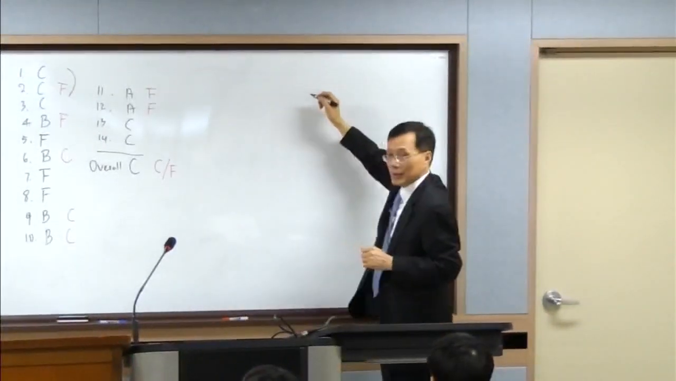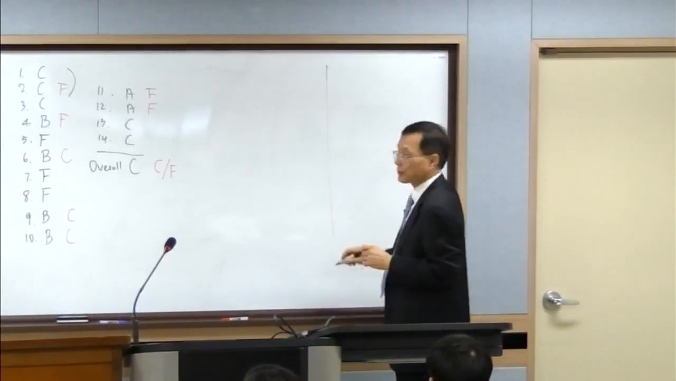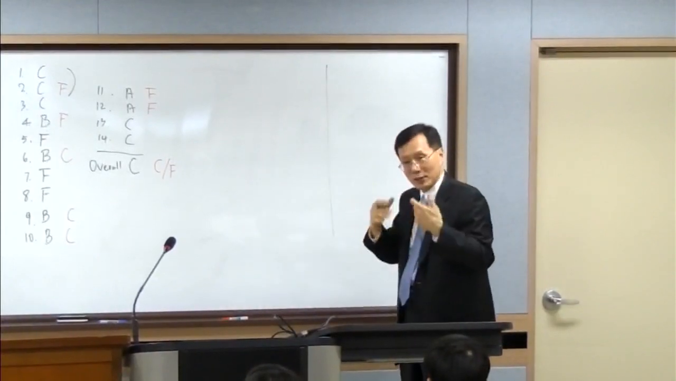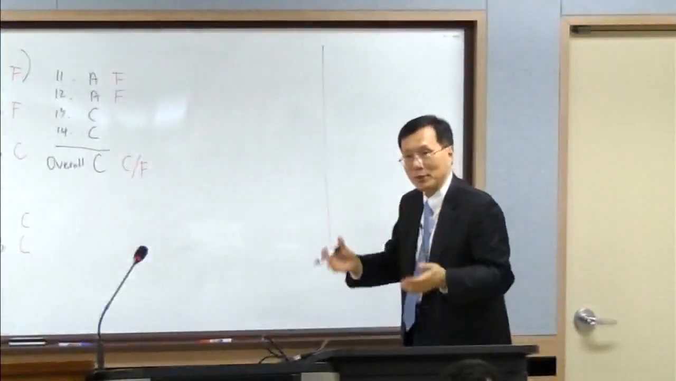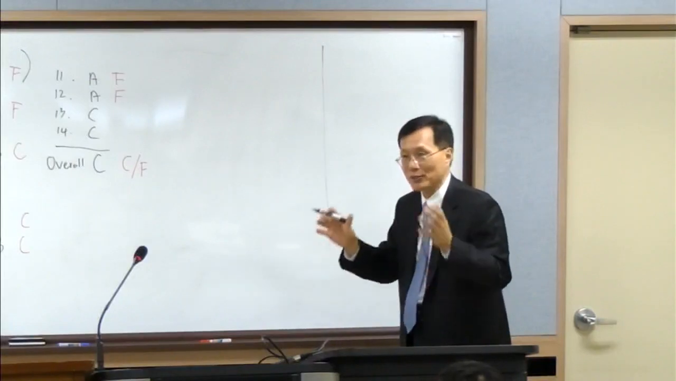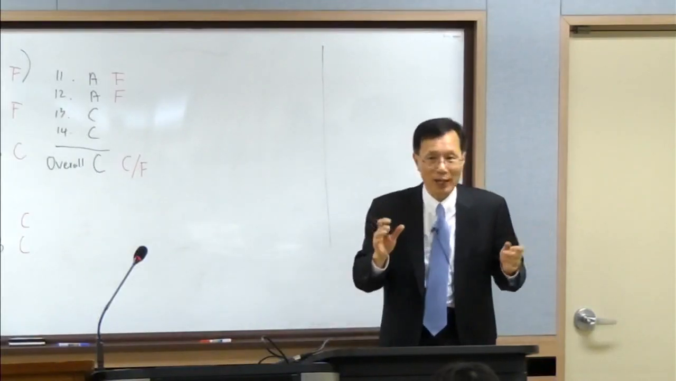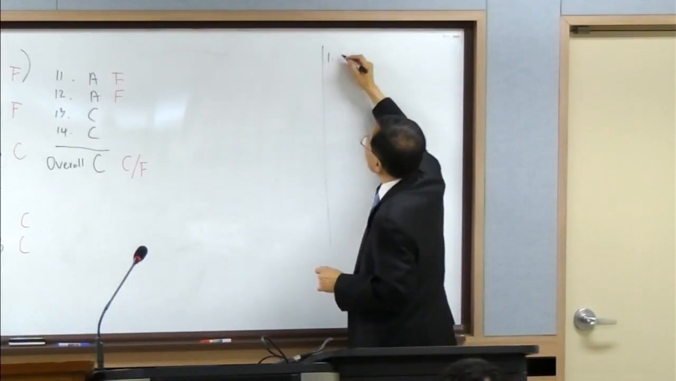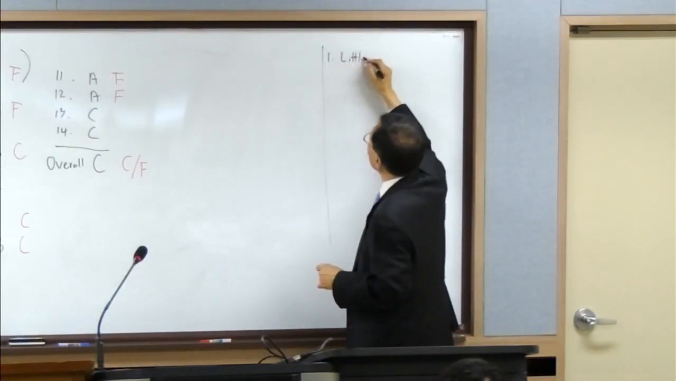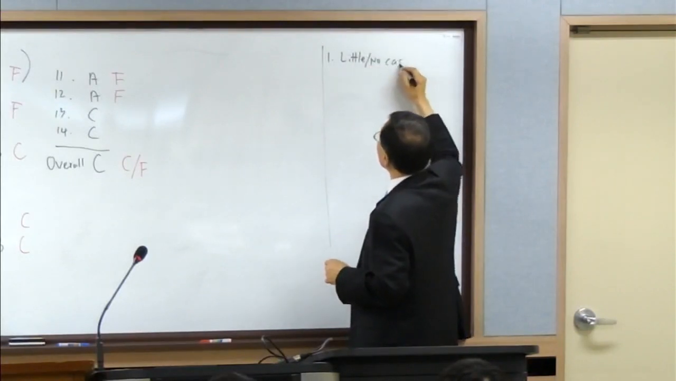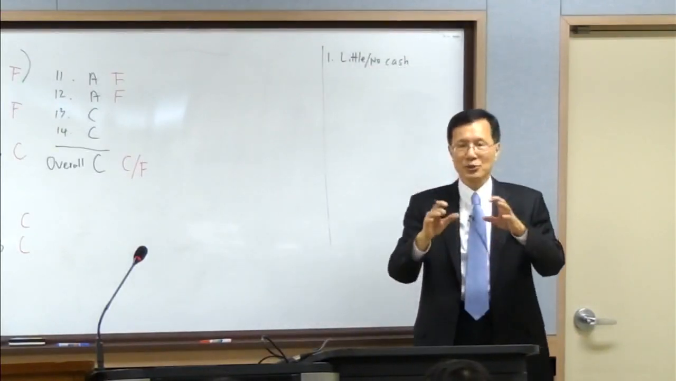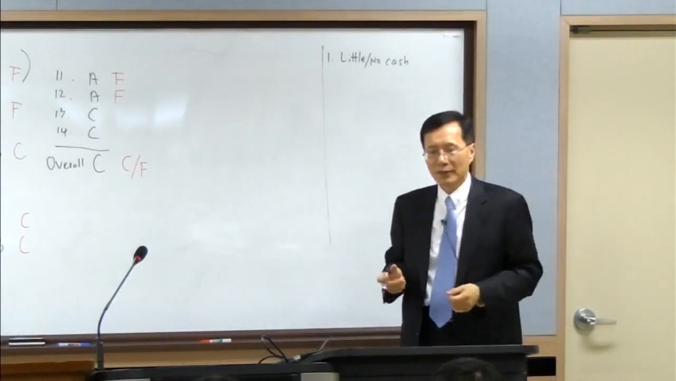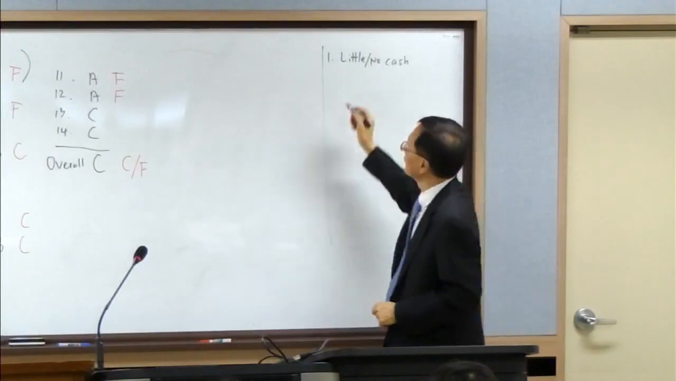So keep a private note, a separate sheet of paper, and write in your own language, Korean, Chinese, Japanese, English, German, French, Spanish, whatever language you have. Write it down, something like: little or no cash. The company's cash position is very low. You can immediately tell the company's cash position is too low.